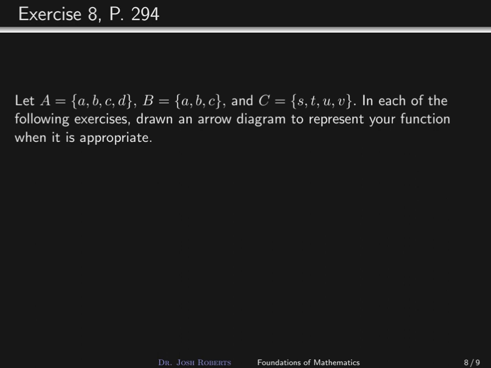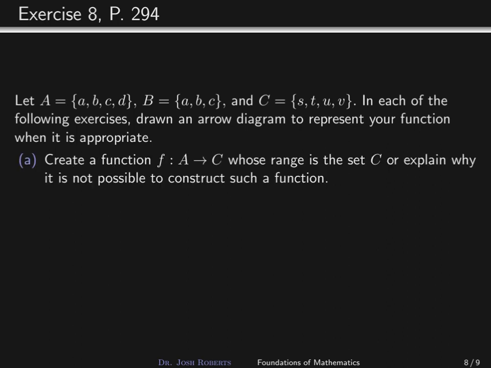So here's an example. Let A be the set containing A, B, C, and D. B be the set A, B, C. C the set S, T, U, V. And in all these exercises, you just draw an arrow diagram to present your function when it's appropriate. So can you create a function from A to C whose range is the entire set C, or explain why not?